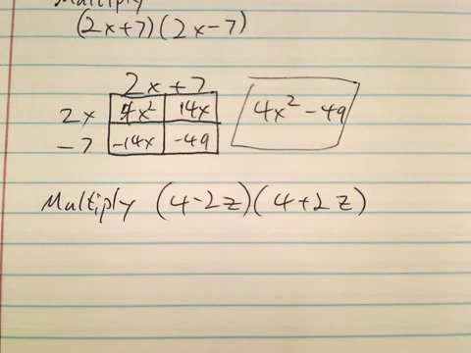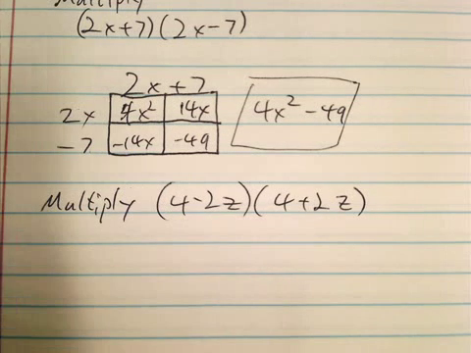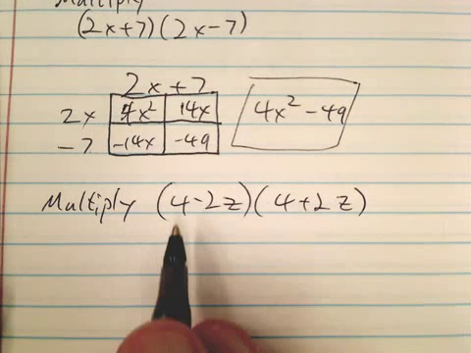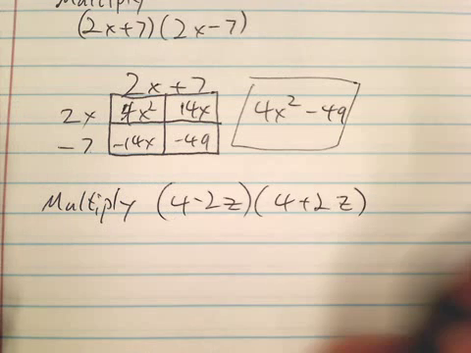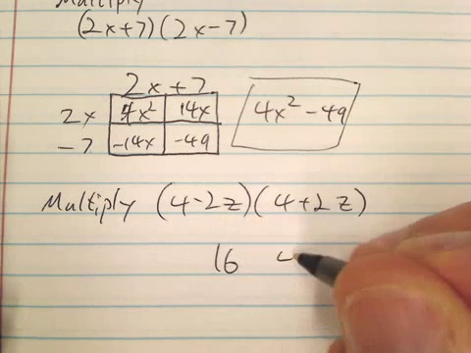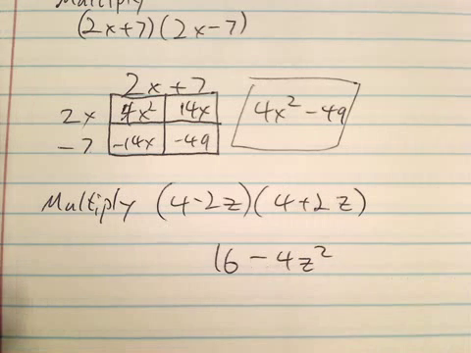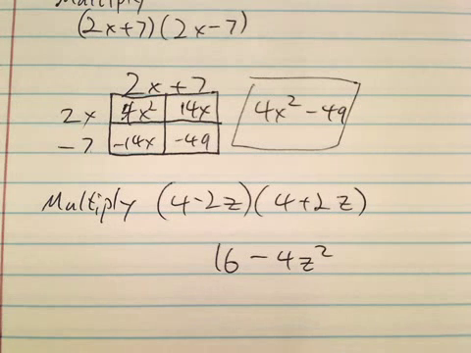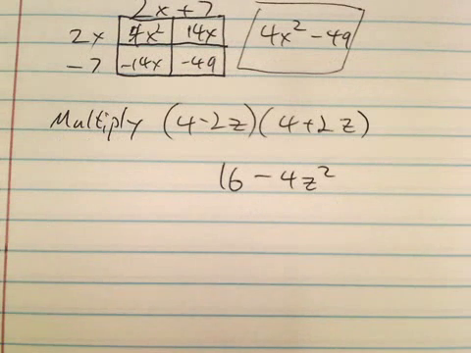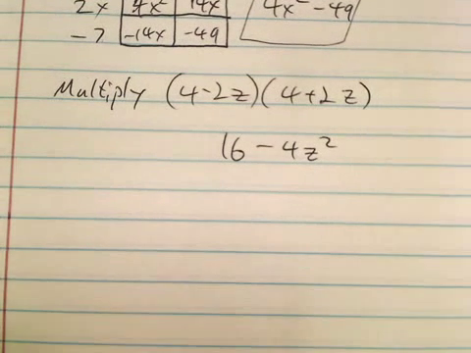Well, if I recognize the pattern, and I say, well, those are the same, but with a plus and a minus, I'll just do the two squares. So 4 squared is 16. And 2z squared is 4z squared, and then put a minus between them. So if you have to multiply two things that are the same, but just a plus and minus is the difference, just do that. Do the two squares.